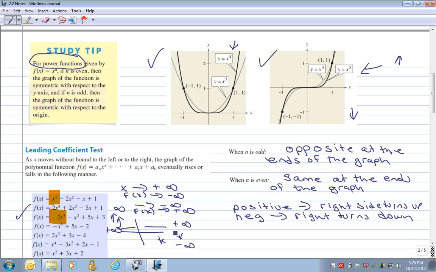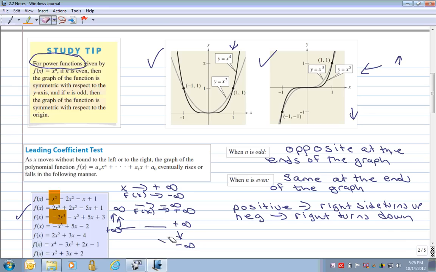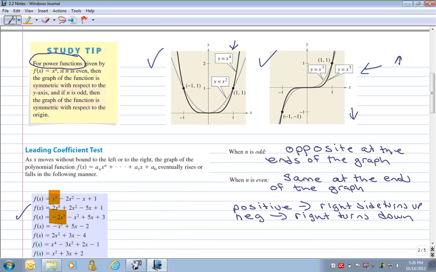Hopefully that makes sense. If it doesn't, pause, take a look at it. I'm going to do one more, and then I'm going to leave you several to do to turn in to me when you come in tomorrow. All right, and let's go down here and pick up an even one. We'll pick up this one right here.